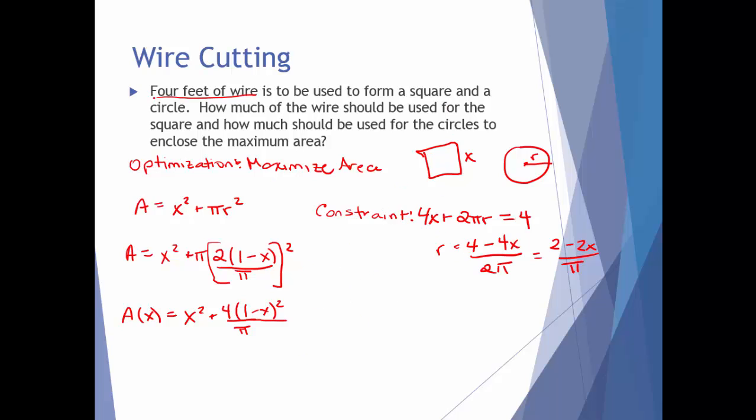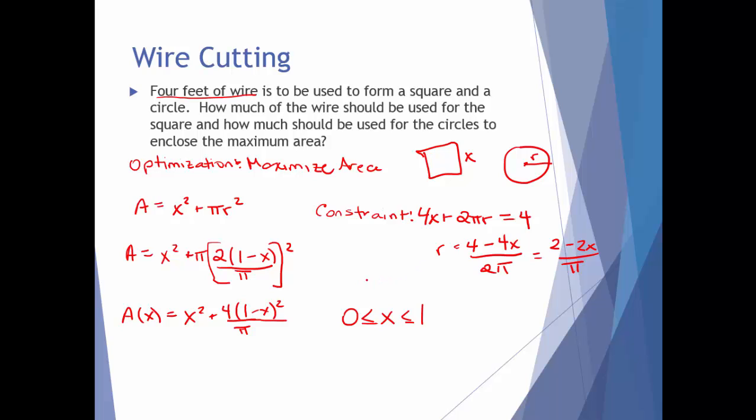For the domain, we have a total of 4 feet of wire. We need restrictions on x because my area is a function of x. So the smallest that x can be is going to be, again, 0, pretty common. It's physical. It can't be negative. The largest it can be, however, it's got to make the whole square. So if we use all 4 feet on the square, the largest that x can possibly be is 1. So there we go.